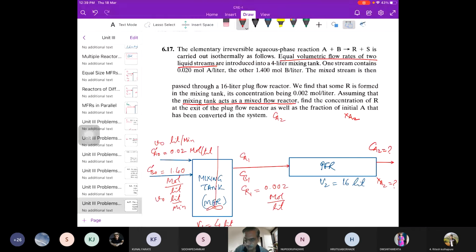ठीक है, समझाएगा प्रॉब्लम स्टेटमेंट लोगों को? How many people have not understood this problem? The understanding of the problem is half the solution. If you don't understand the problem, you can never solve the problem.